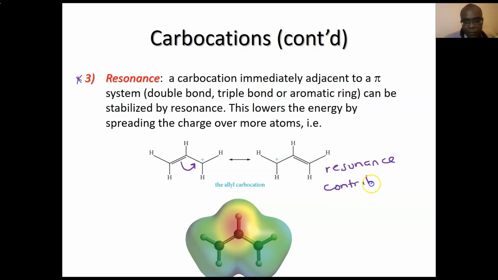That's the resonance contributing structure. We already discussed resonance in a previous chapter. So that helps to spread the plus charge around the molecule, and in fact you see that the central part will be more electron dense because the electrons go through the molecule. That lowers the energy of the carbocation, making it more stable.